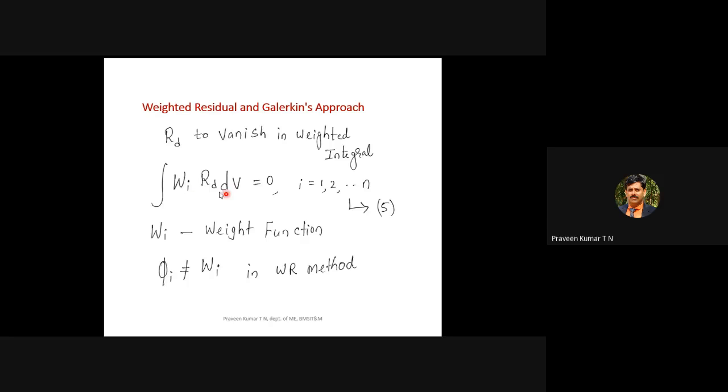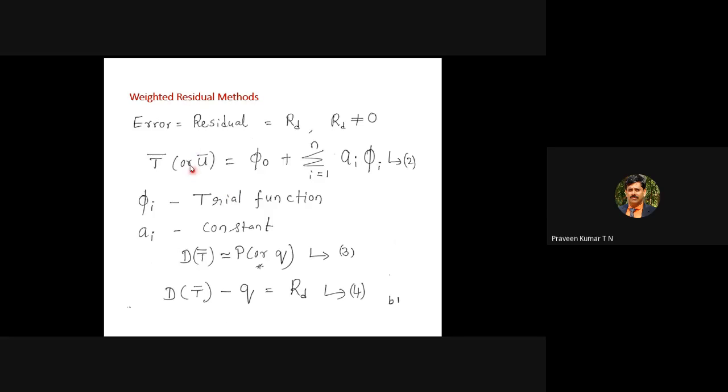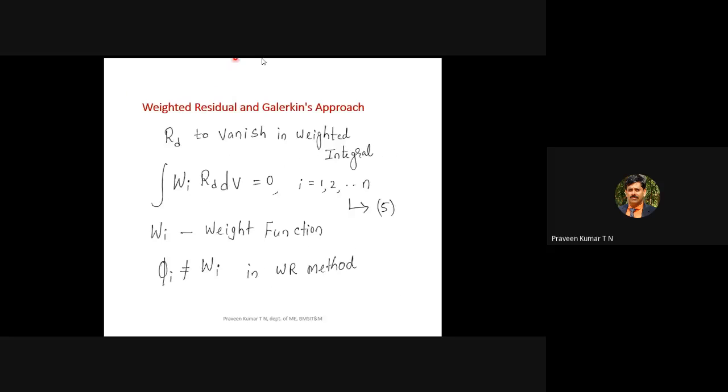we use one function here for defining temperature, the function phi I. In the integration, we are using one more function, Wi. So in the weighted residual method, Wi is not equal to phi I.